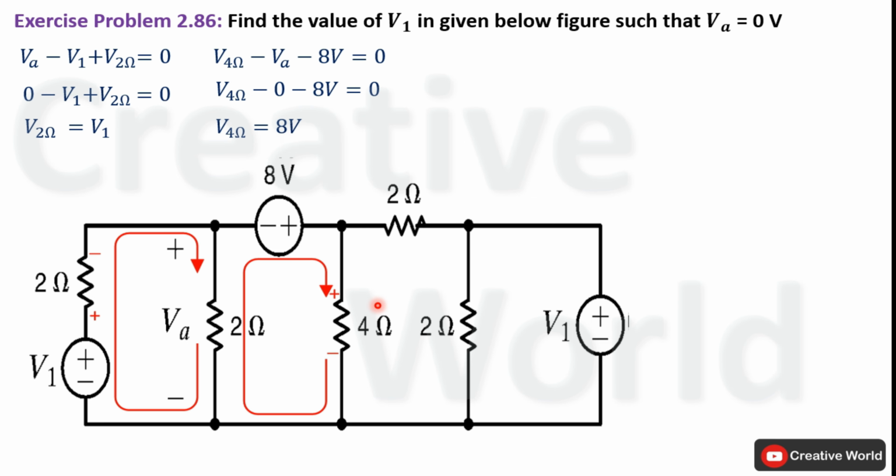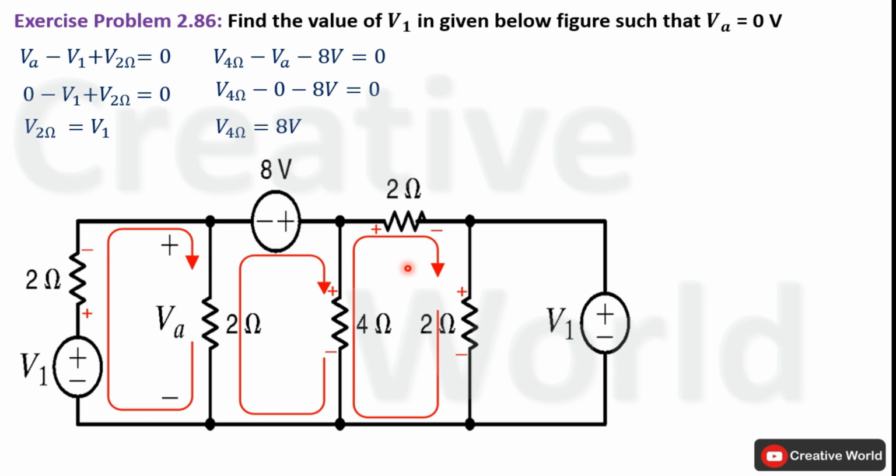Now apply Kirchhoff's voltage law inside this closed loop. For that purpose, we have to assume the direction of current. I am assuming the direction of current clockwise. According to this assumed direction of current, we have marked polarity notation across these 2 resistances. In this case, voltage polarity notation across this 4 ohm resistance is not changed because voltage across it was 8 volt with this specified polarity.